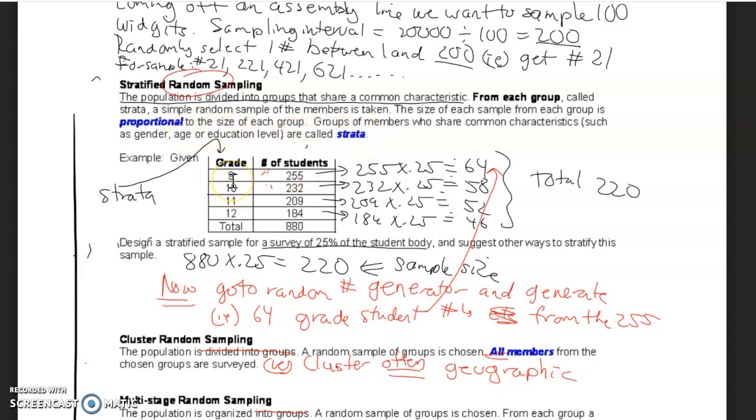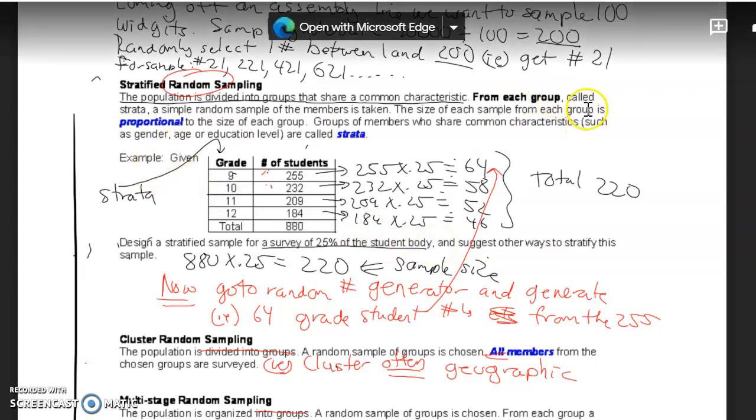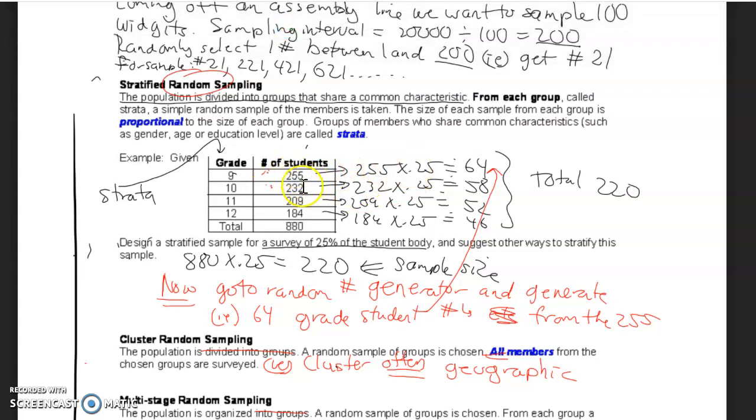Okay, so for example, let's say you wanted to do a survey at St. Robert's, and you've decided that people in grade 9 have sort of the same opinions, people in grade 10 over whatever your survey is about. So let's assume that we had 880 people, and we wanted to survey 25% of the student body. In a proportional stratified sample, you would just take 25% of each group. If you add it up, that gives you a total of 220.